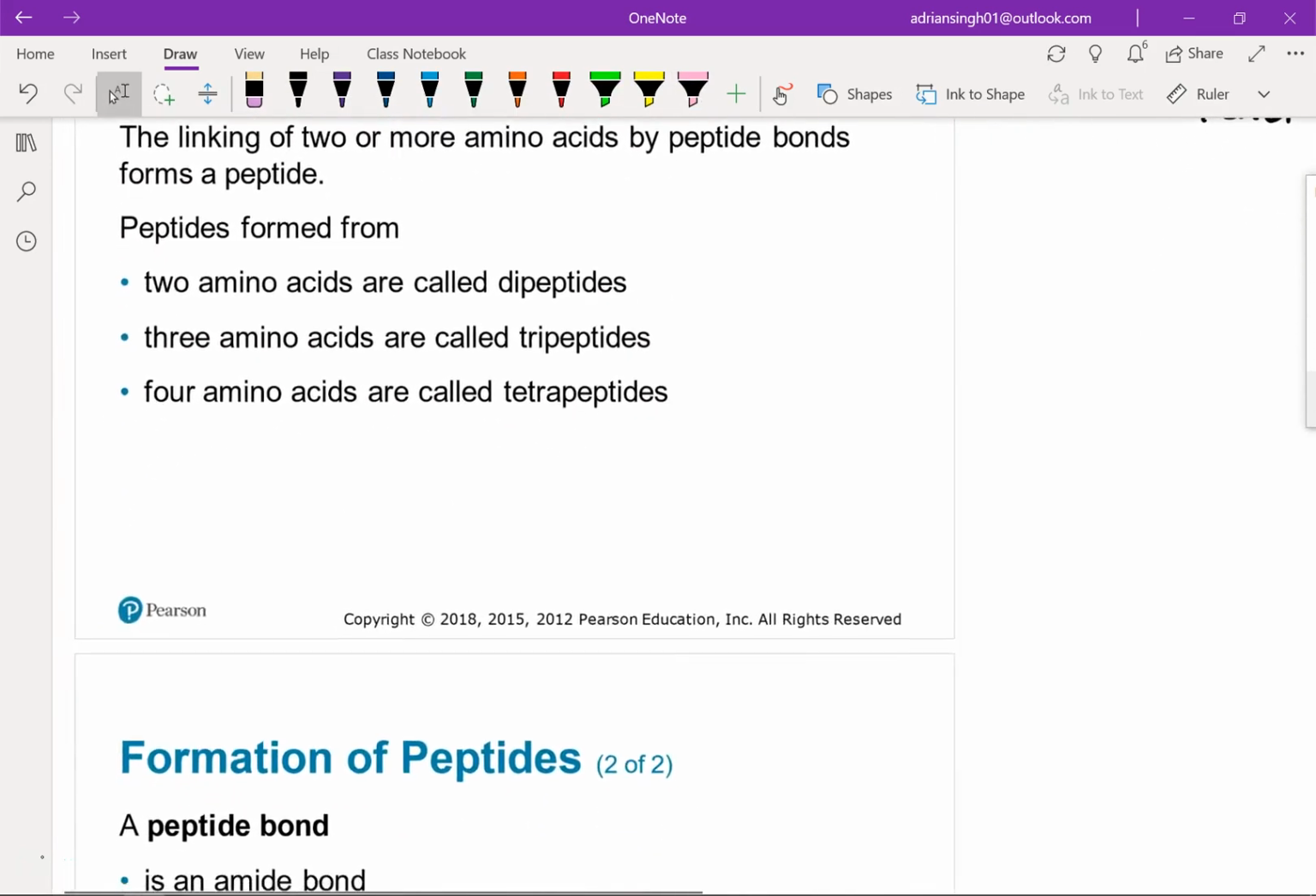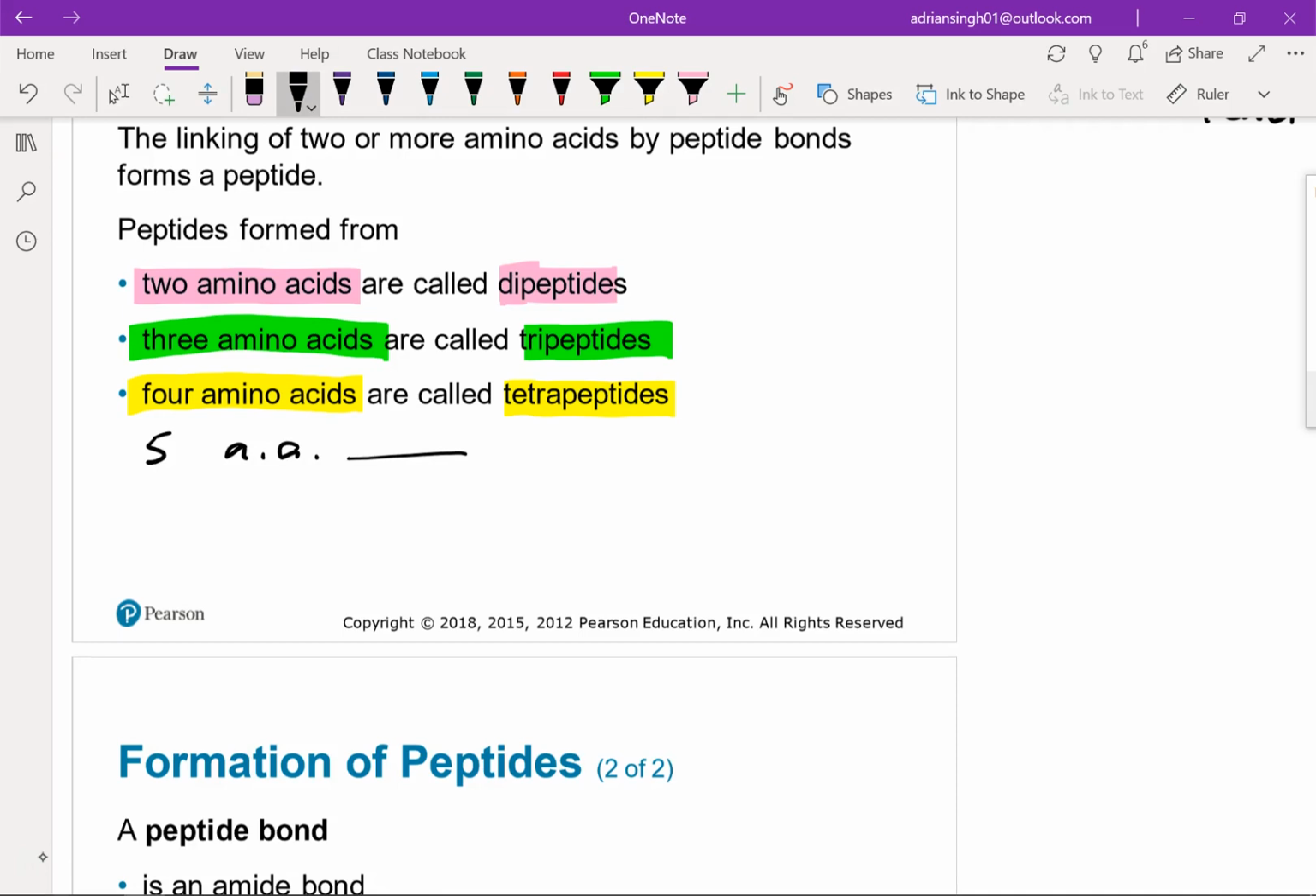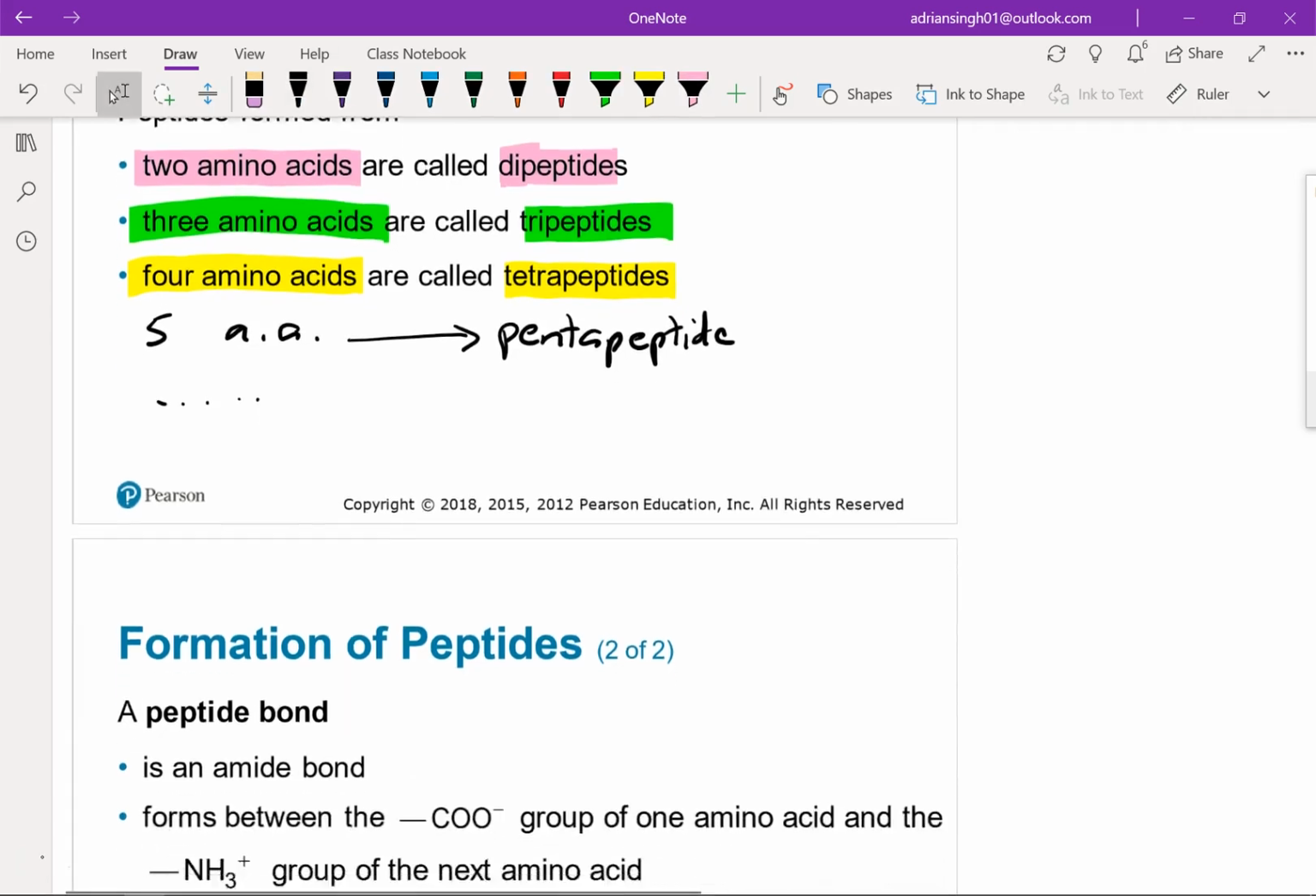So some terminology. When we link two amino acids together, we call it a dipeptide. If we link three amino acids together, we call it a tripeptide. If we link four amino acids together, we call it a tetrapeptide. And you can kind of continue this. If we had 5 amino acids, we would call it a pentapeptide, and so on, until you string enough of these together that we just generally call it a protein.